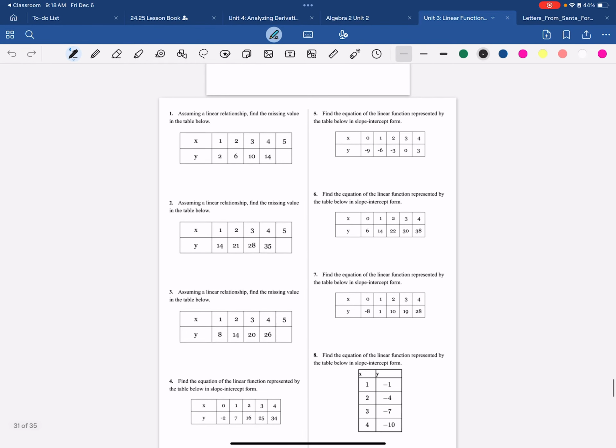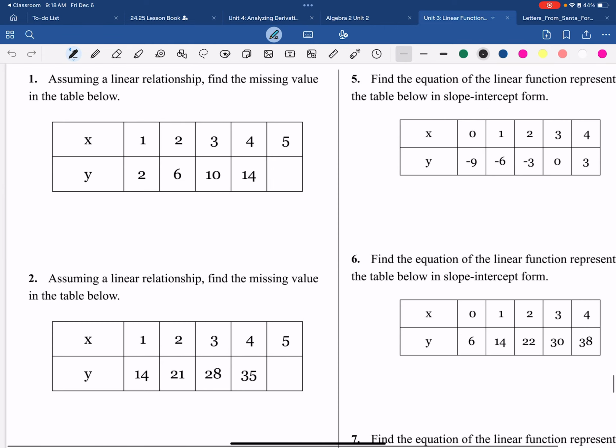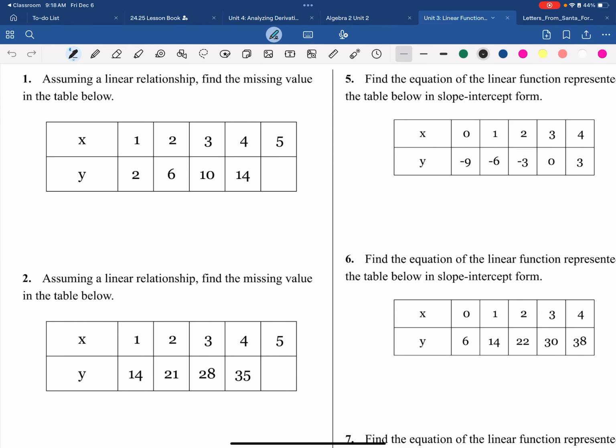All right, so we've looked a little bit at tables so far, and now we're just going to continue with that. We've looked at tables in two different ways. We've looked at the rate of change, and then we've also looked at how to create or generate a table when we have an equation. So now we're going to bring those two together. We're going to have a table, and we're going to see if we can create the equation given the table, and then use that type of information to solve real-world problems.